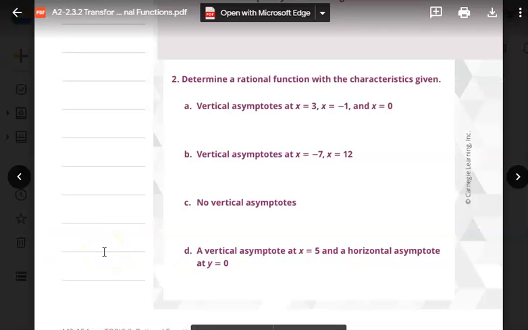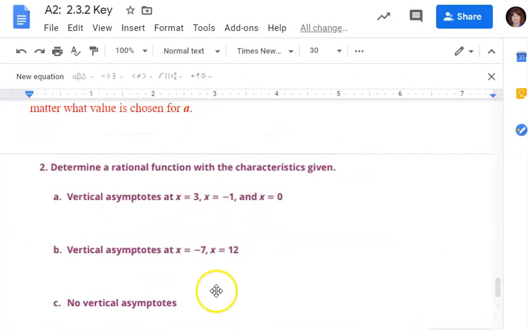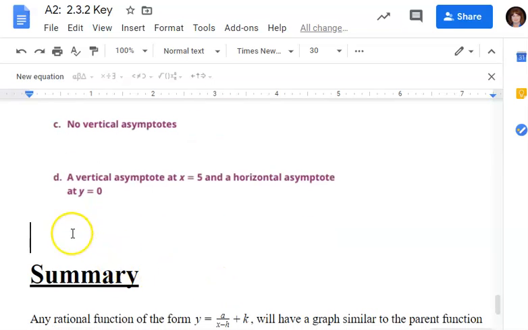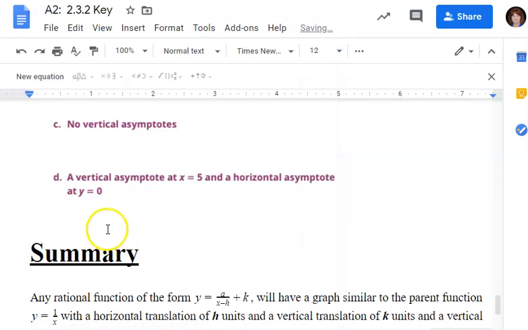And finally, it says in number 2, our last part is to determine a rational function with given characteristics. Vertical asymptotes: x equals 3, x equals negative 1, x equals 0. So in this case, we're just going to type in, and I didn't really separate these, so you'll have to type it down here at the bottom. Let me fix this. I've got huge font here.